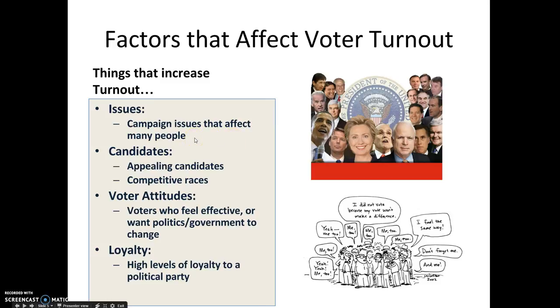If the issues that the politicians are talking about affect many people, people are going to be motivated to go out and vote. If the candidates are appealing, in other words, they have things going for them that draw attention or draw support from voters, that's going to increase voter turnout, cause more people to show up and vote for them. Likewise, Americans are much more likely to vote if they feel like the race is competitive. If it's a tight race or no one really knows who's going to win, that's going to convince more people to show up and vote.